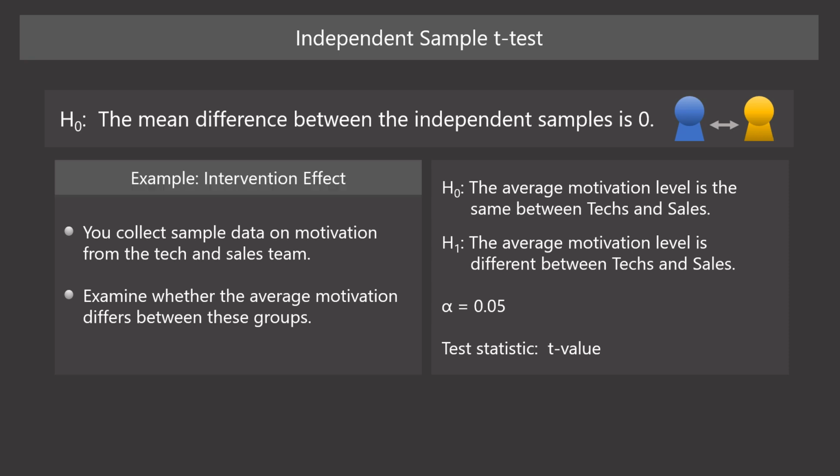First, let's specify the null and alternative hypothesis. A null hypothesis of an independent sample t-test should state that the mean difference between the independent samples is 0. So, the null hypothesis is that the average motivation level is the same between tech and sales. And the alternative hypothesis is that the average motivation level is different between these two groups. The significance level is set to 0.05. And we use t-value as the test statistic.